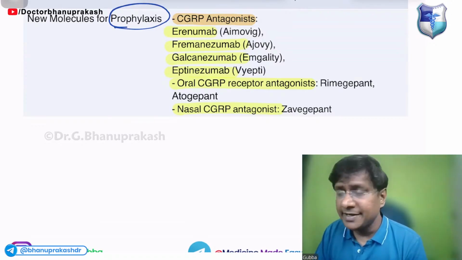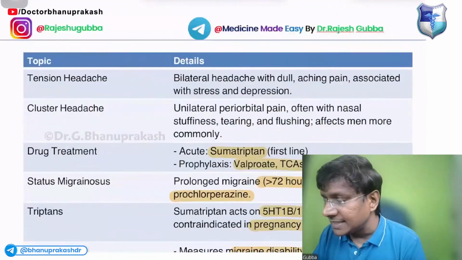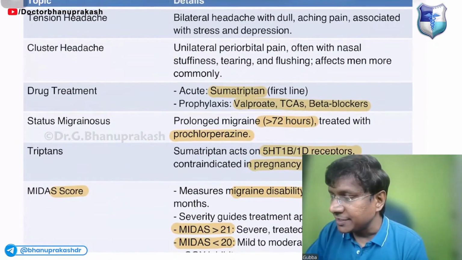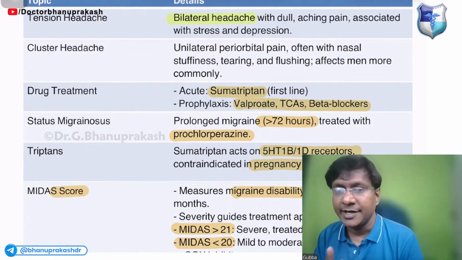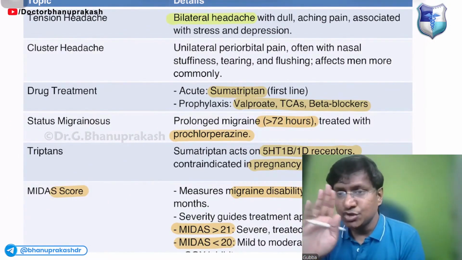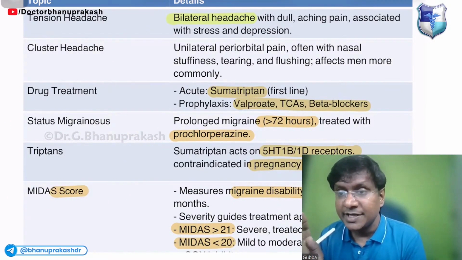Now, apart from migraine, what are the other forms of headache? The other forms of headache will be the tension headache. So what is the most common form of primary headache? Tension headache. In case of migraine, it is usually unilateral. But if you take tension headache, it is bilateral. And it is not very severe.